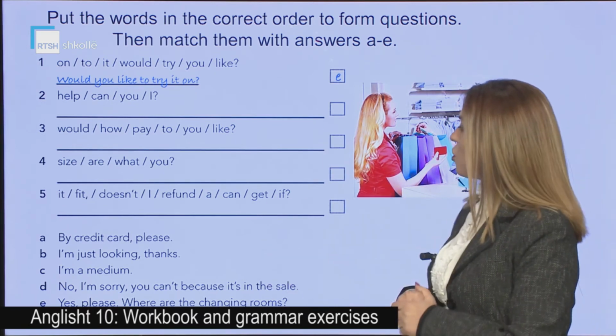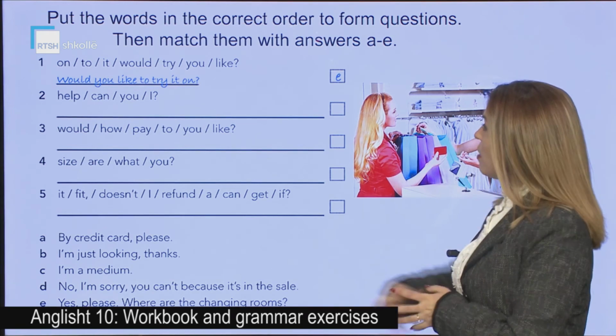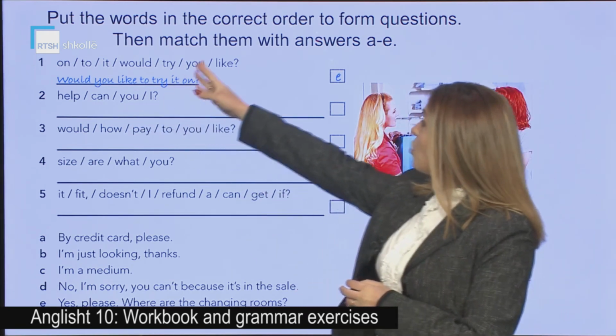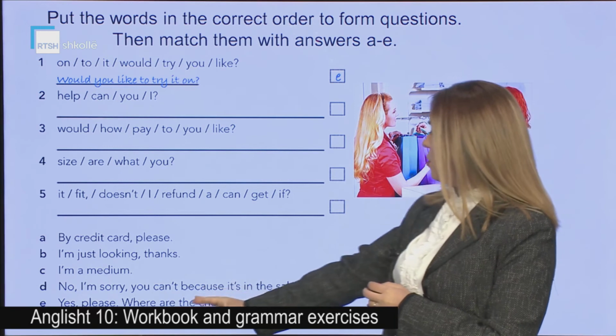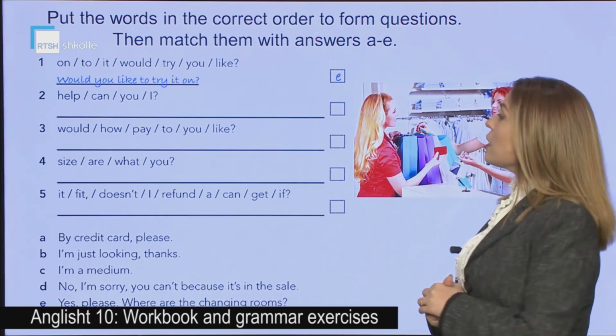Okay, let's put now these sentences in the correct order. Then we have to match them to the answers. That is very easy. Let's do it together. The example. Would you like to try it on? And the answer? Yes, please. Where are the changing rooms? Take a look at number 2.